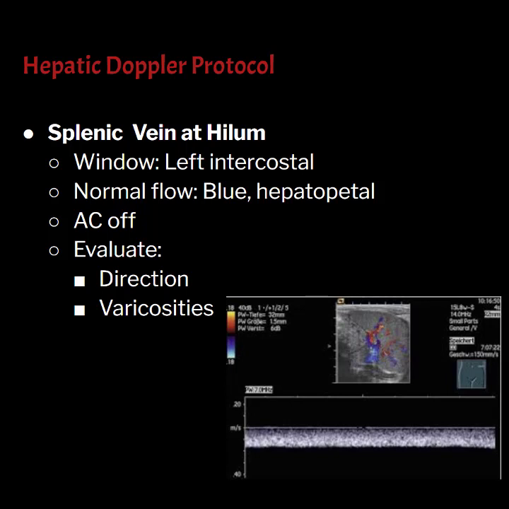We can see in the image here that we have blue vessels and red vessels. The red vessels represent the splenic artery, the blue is representing the splenic vein, flowing away from the spleen towards the midline, showing a steady flow.